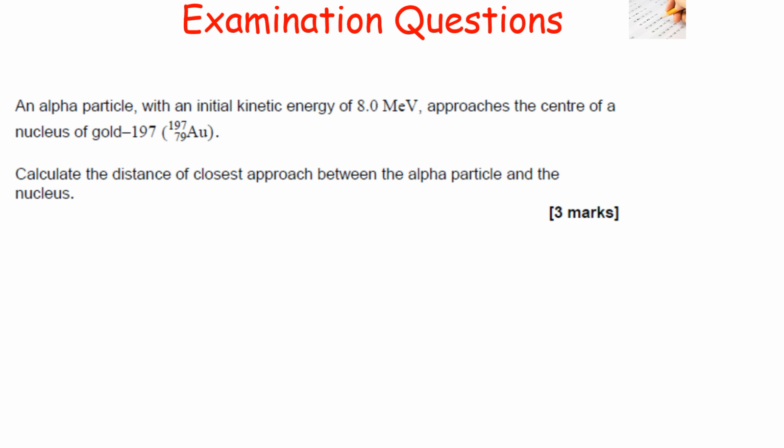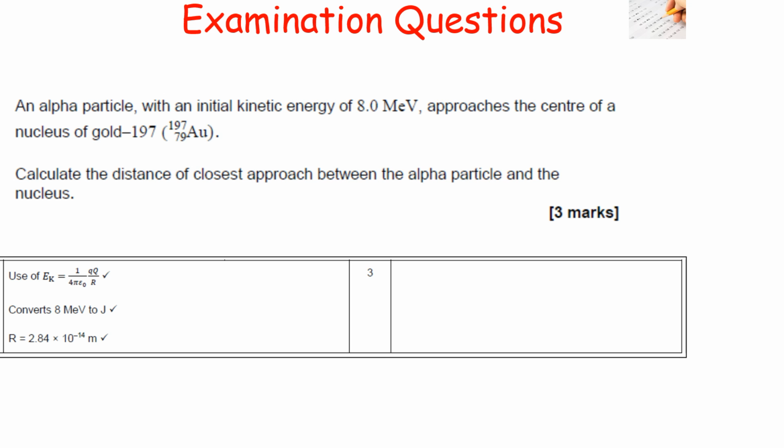Well, again, it's the idea of two positively charged objects coming close to each other. So we can say our kinetic energy is equal to our electrical potential energy. So we say EK is equal to Q1, Q2 over 4 pi epsilon 0 R. Now we want to work out R, so we make R the subject. But what's kinetic energy going to be? It's going to be 8 times by 1.6 times 10 to the minus 13, because we're converting it into joules.